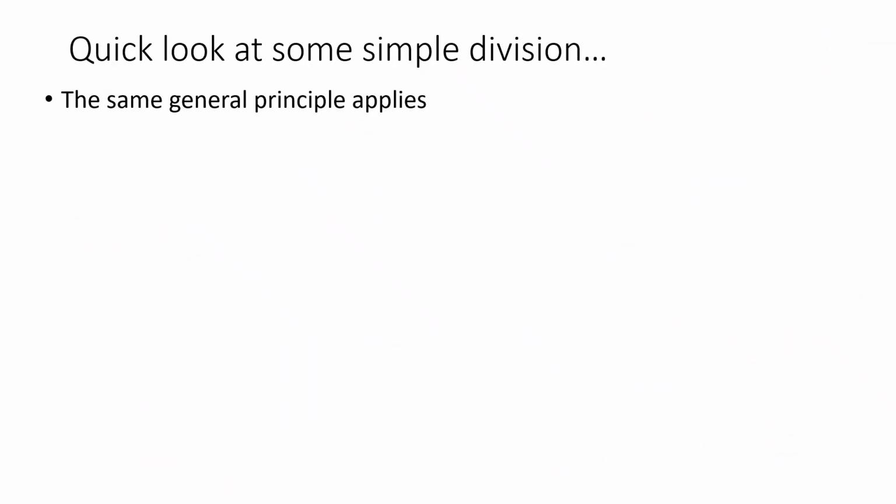Now, I want to take a quick look at some simple division here. Like I said at the beginning of this video, division gets into the weeds with some very mathematician-y kinds of rules. But for some simple division, the same principle applies. And that's pretty much this. If you have the nth root of a over the nth root of b, that's equal to the nth root of a over b.